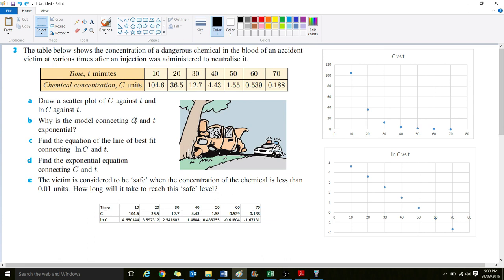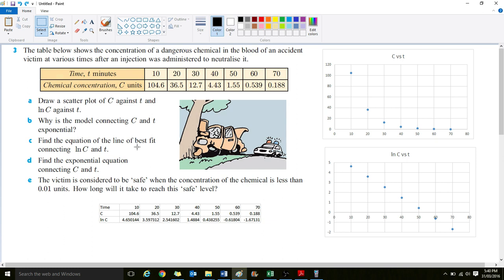Why is the model connecting C and T exponential? Well, the answer is because ln of the concentration, the natural logarithm of the concentration against time is linear. Okay, so because this is linear, we can assume that this one up here is exponential. Okay, and it has an exponential shape anyway.